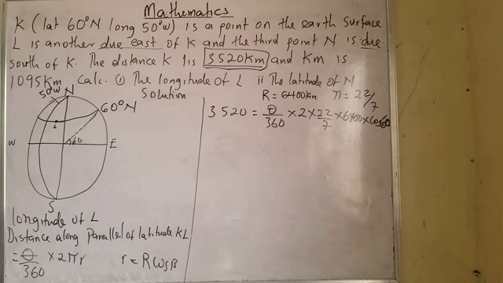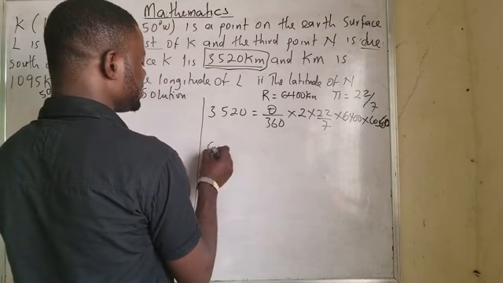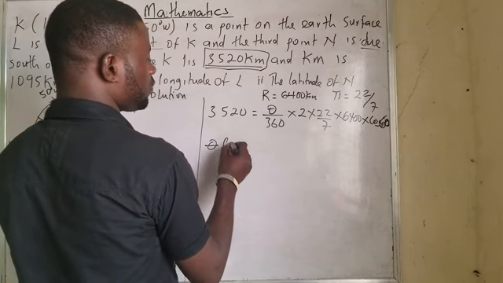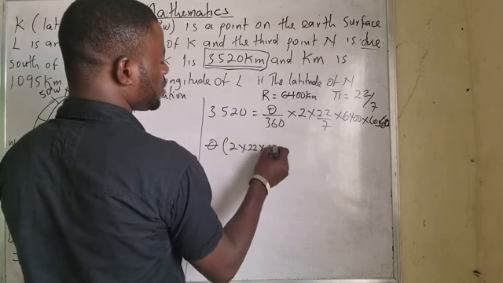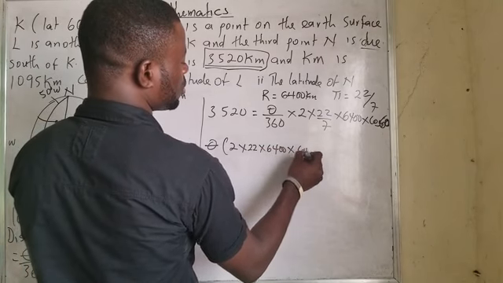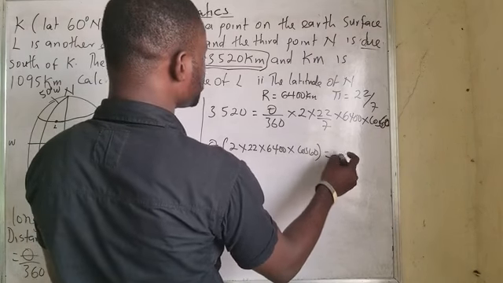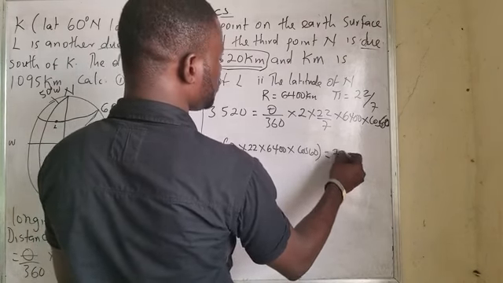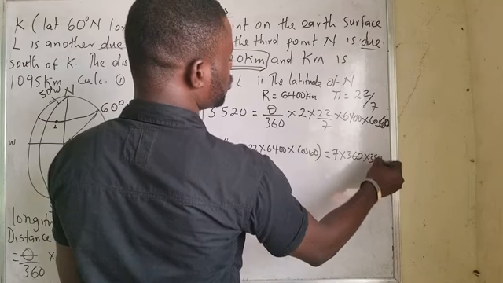Since I have this, I want to make theta the subject of the formula. If I cross multiply, I'll have theta multiplied by 2 multiplied by 22 multiplied by 6,400 multiplied by cos 60 equals 7 multiplied by 360 multiplied by 3,520.